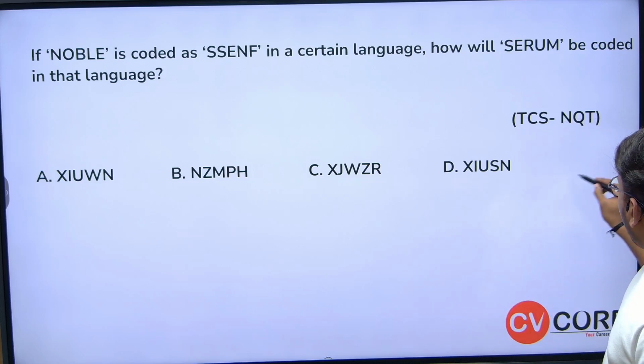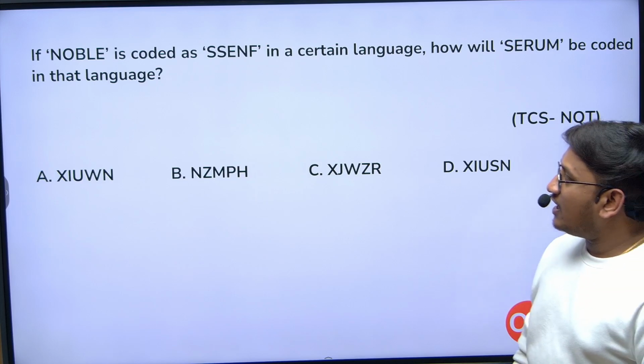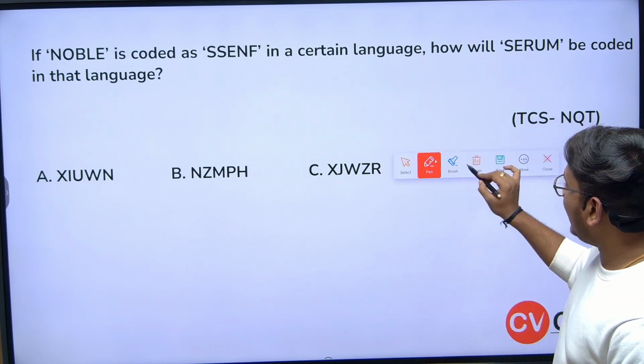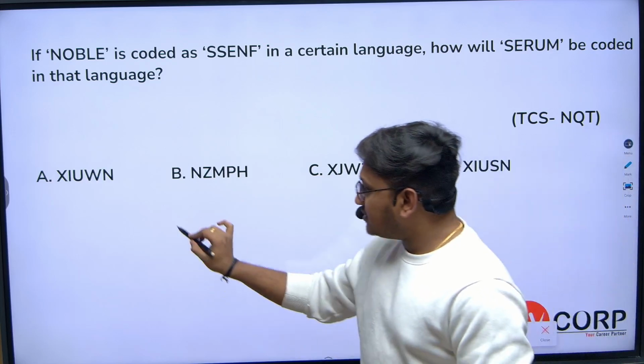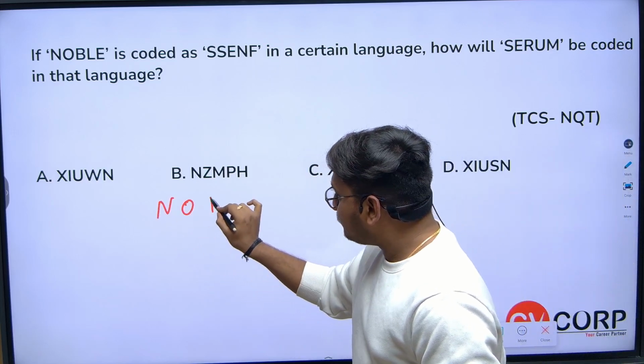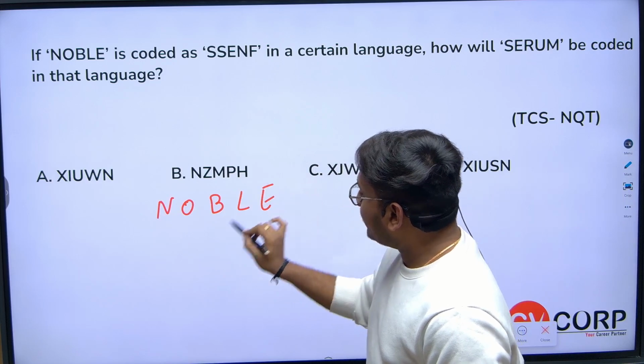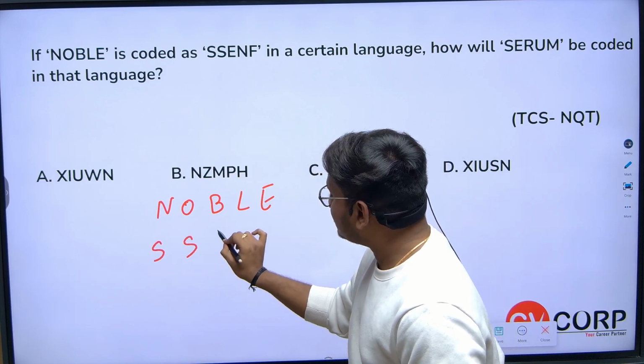If NOBLE is coded as SSENF, let me write it here. NOBLE is coded as SSENF.